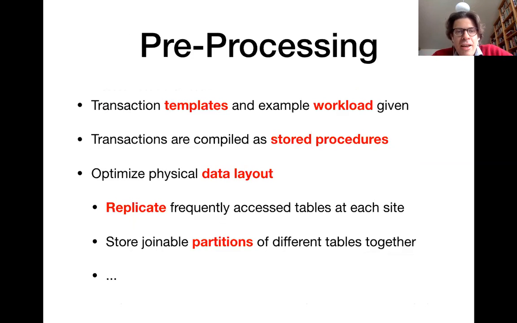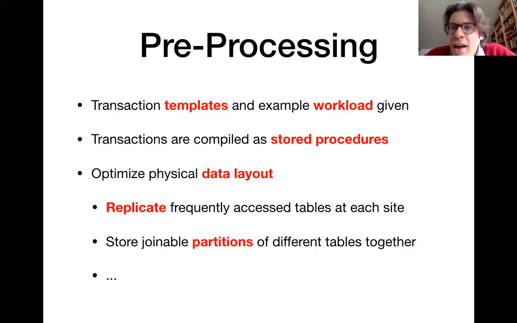And as we have already said, in preprocessing, we have given transaction templates and an example workload. We compile those transactions as stored procedures, and we optimize the data layout. And here are a couple of examples of what that could entail.